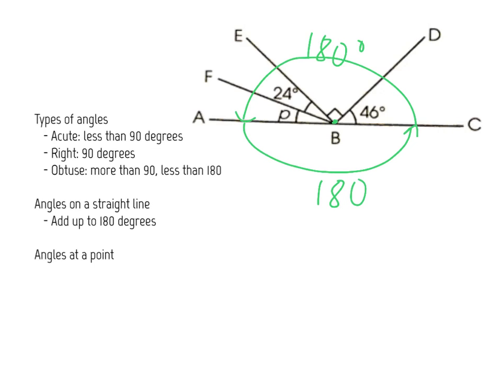Meaning, if you make any divisions anywhere in this figure, maybe if you want to extend this one over here, you can actually solve for this angle, since you know that the total is 360. So the angles at a point always add up to 360 degrees.